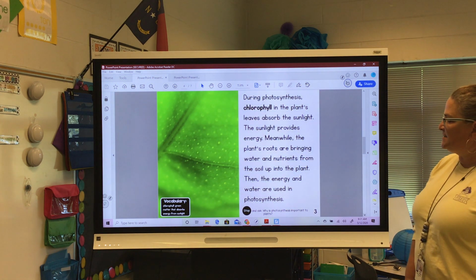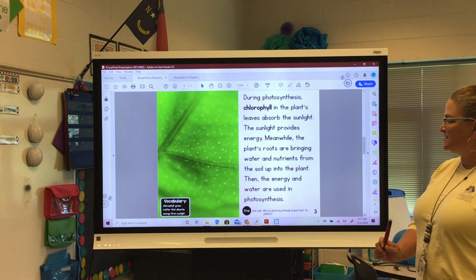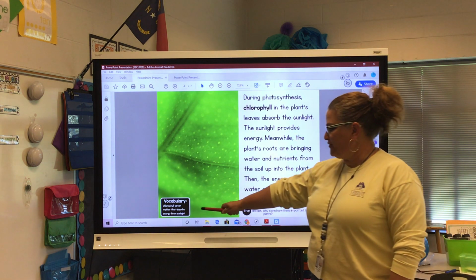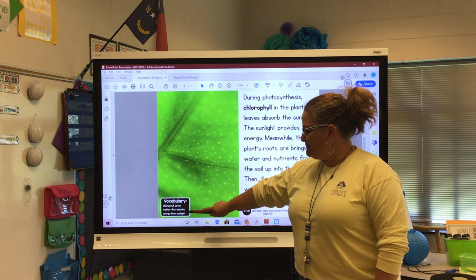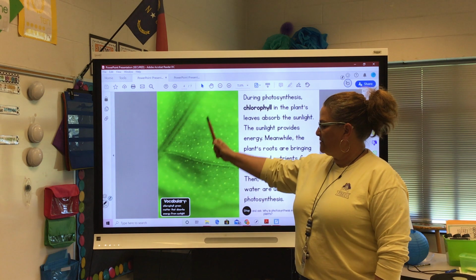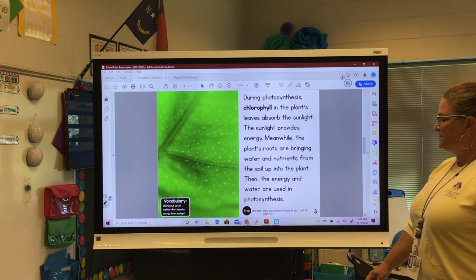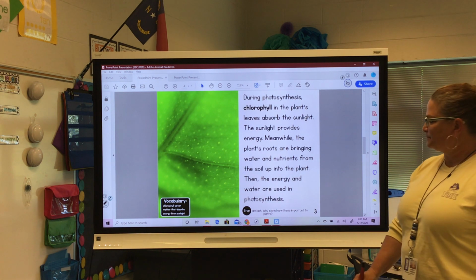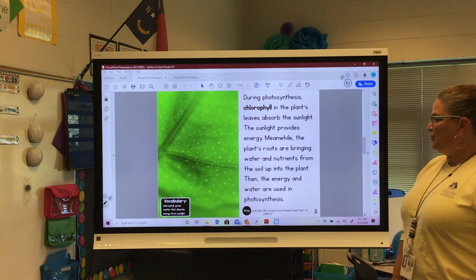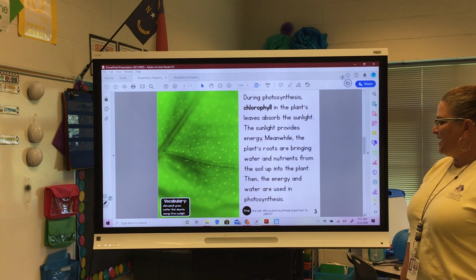During photosynthesis, chlorophyll in the plant's leaves absorbs the sunlight. Now let's stop right here and talk about what chlorophyll means. Chlorophyll is the green matter that absorbs energy from the sunlight, and the chlorophyll is located inside the leaf. The sunlight provides energy. Meanwhile, the plant's roots are bringing water and nutrients from the soil up into the plant. Then the energy and water are used in photosynthesis.